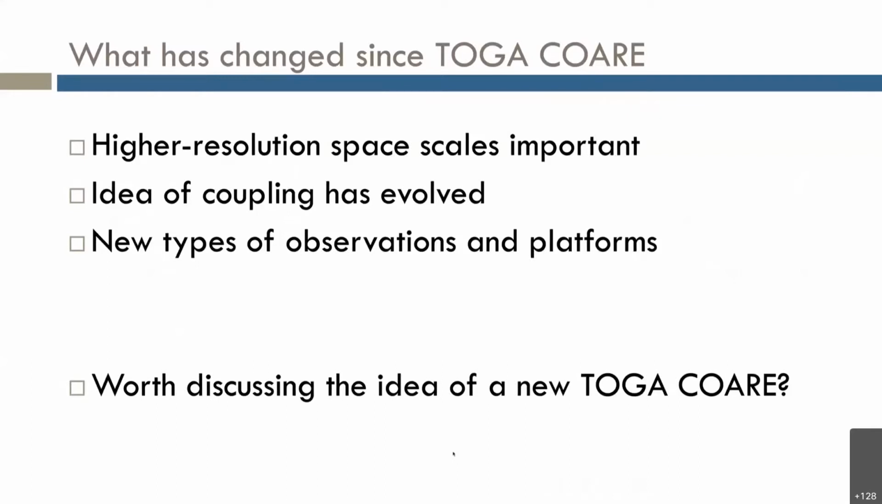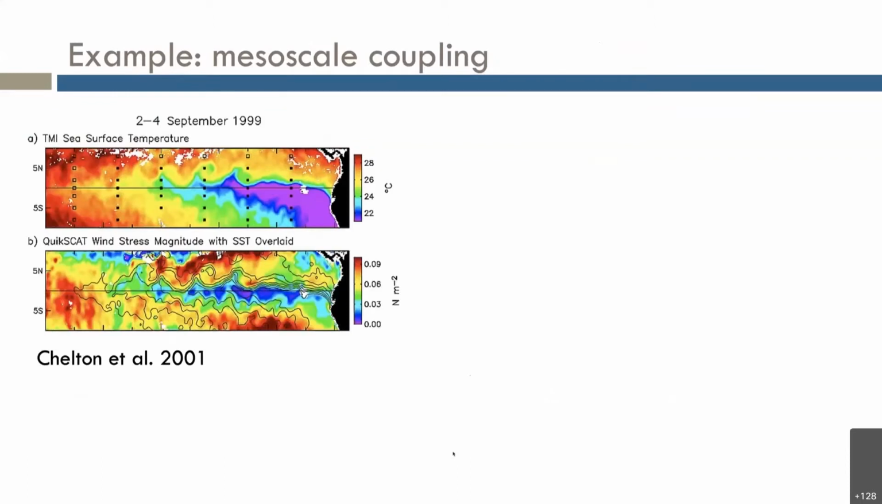So a major undertaking. But in the time since then, a few things have changed. Higher resolution space and timescales have become important, and the idea of the coupling between the ocean and the atmosphere has evolved. And I'll just touch on these briefly. And there have been a number of new types of observations and platforms which have become available. So my overall question here is, is it worth discussing the idea of a new TOGA COARE? So I'm just going to pull out a few quick examples.